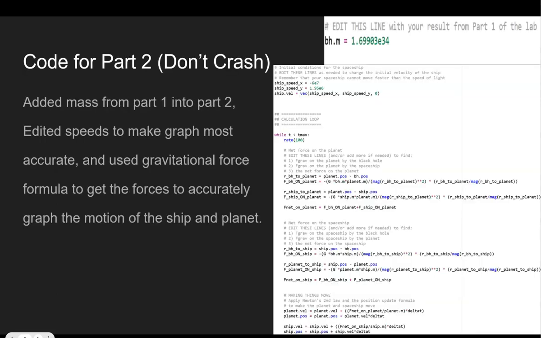Now the code for part 2, not crashing into them. So what I did was I added the mass from part 1 into part 2 in the bh.m. I then added speeds to make the graph most accurate. That is known as ship_speed_x and y respectively. And then I used the gravitational force formula to get the forces to accurately graph the motion of the ship and the planet. You can see this on all F's, blank object 1 on object 2. That would be where you would find them.